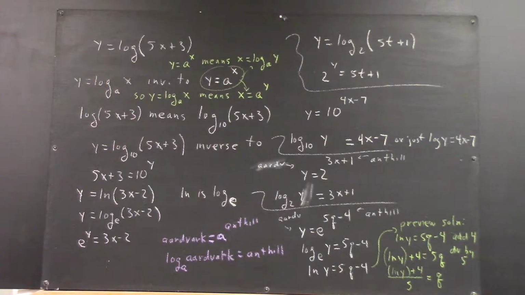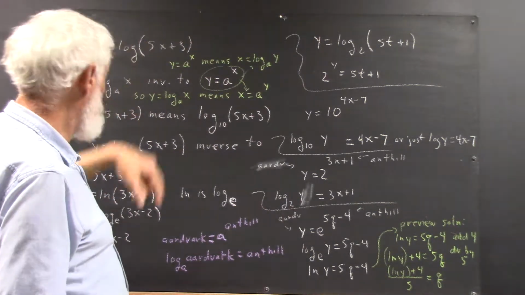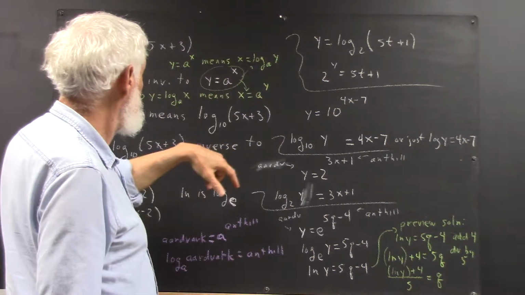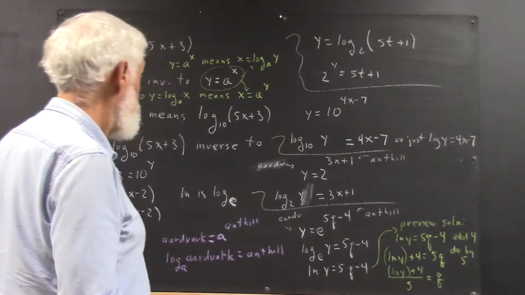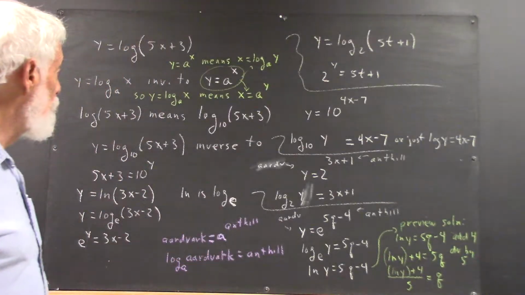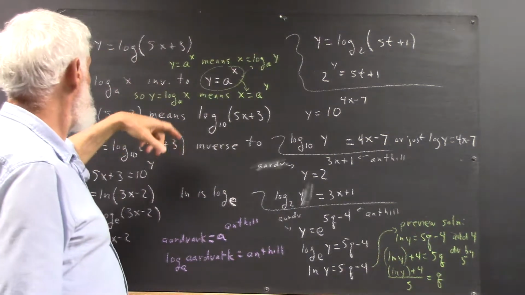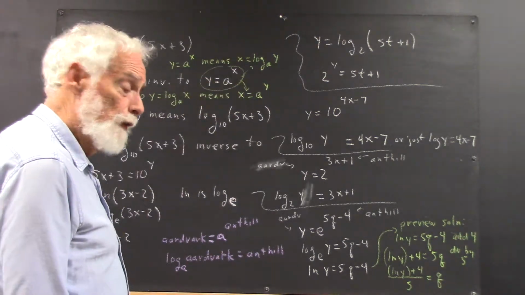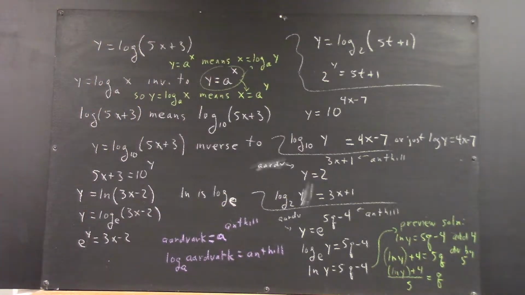Now, similarly, if y equals log base a of x, then x has to equal a to the y. Same idea. So from the fact that the log function is inverse to the y equals a to the x function, you get both this and this.